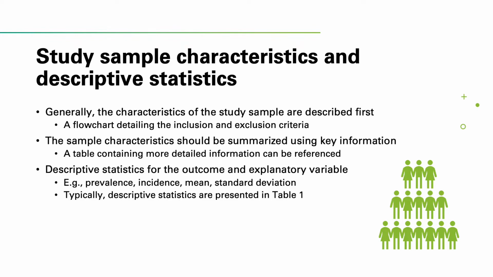This subsection can also include the descriptive statistics for the outcome or explanatory variable, including the prevalence of a categorical outcome and or exposure, the incidence rates of the outcome, or the mean and standard deviation of a continuous outcome or exposure. As we mentioned in the video for tables and figures, typically descriptive statistics are presented in Table 1.